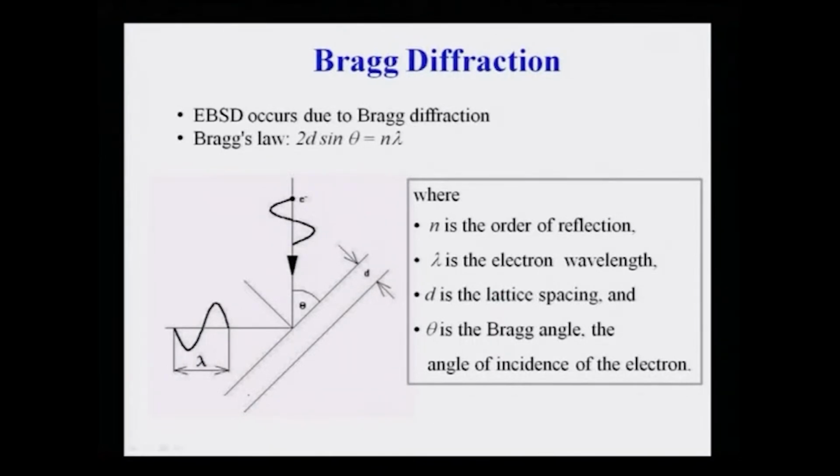So, whenever the electron beams are scattered by the lattice planes, if they satisfy Bragg's law, then there will be diffraction, and we will be able to detect the diffraction by using a camera. We will have the EBSD patterns, that is basically the thing.